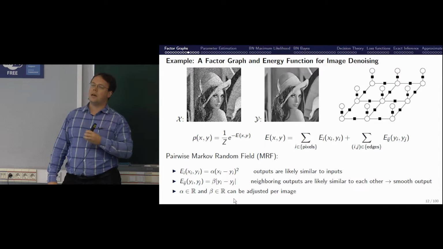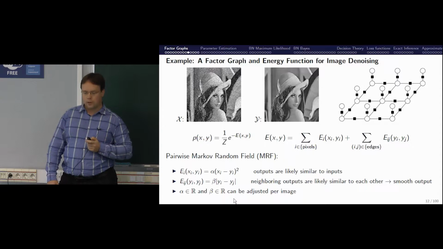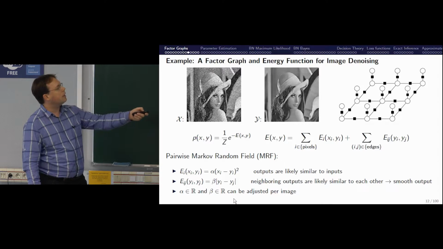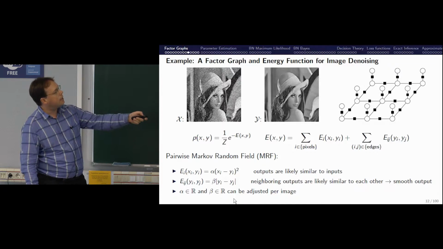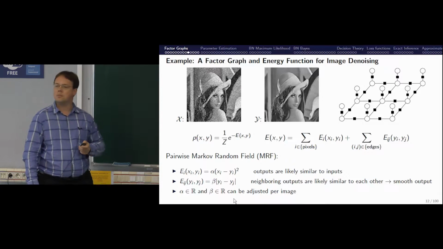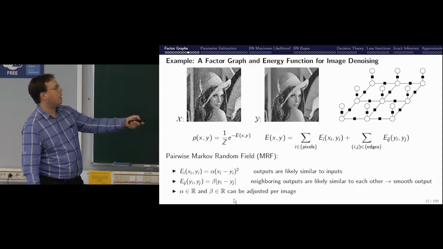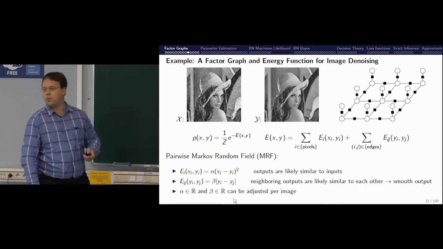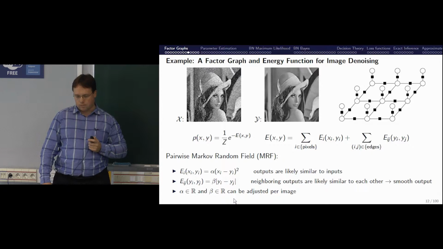So if you think of the x and y as integer valued gray intensity values, for example, you can say, well, my first design choice is I set these interactions between noisy and denoised versions of pixels as the difference of their intensity squared, something people do. And the interaction between two neighboring pixels as the absolute value of the difference between them. I could also do something else, but it's a popular choice.